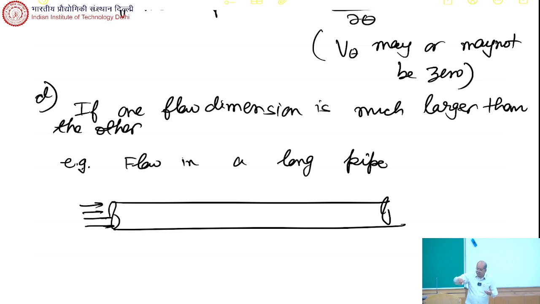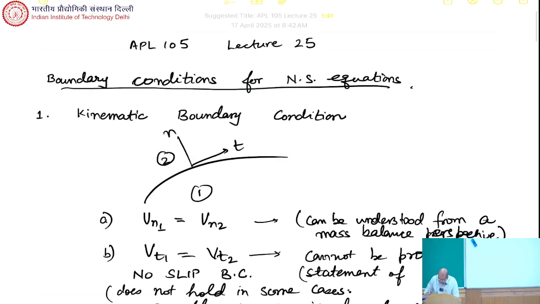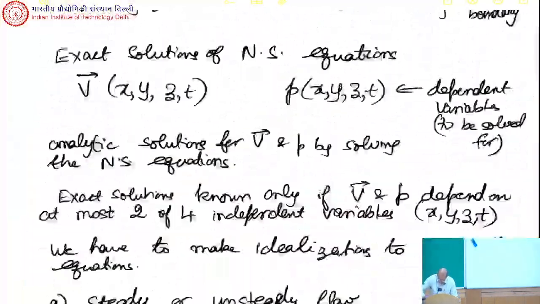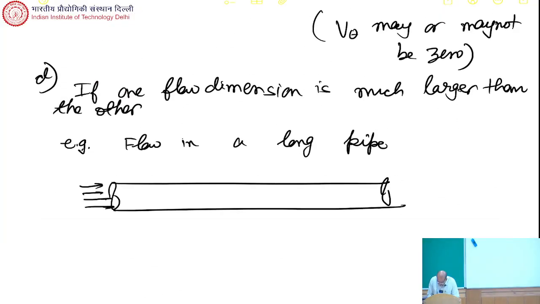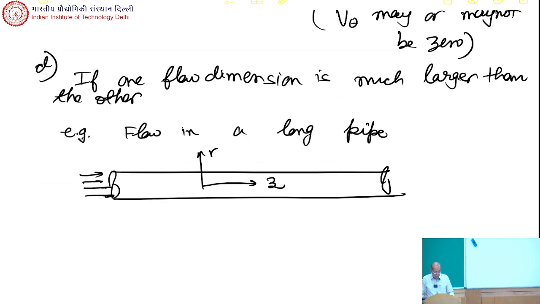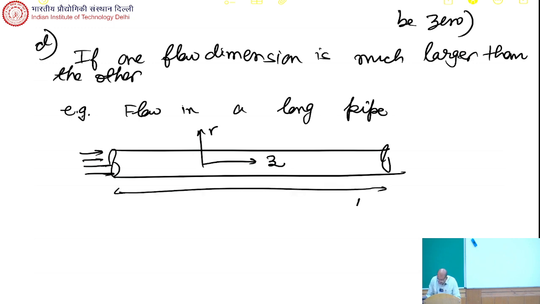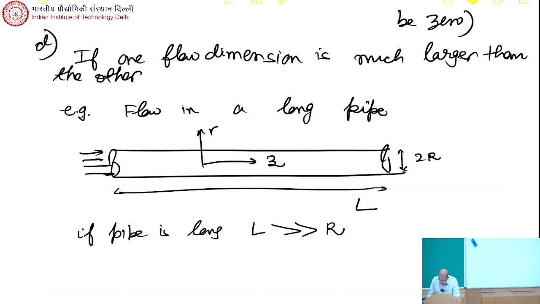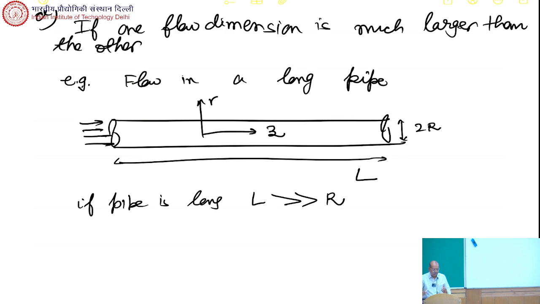That means the geometry of the pipe is not changing with this. So here, if this is the z direction and that is the r direction, then if this is L, if the radius is r, then this will be 2r and this is L. Then if the pipe is long, L is much greater than r.